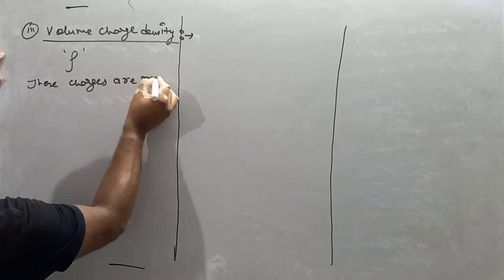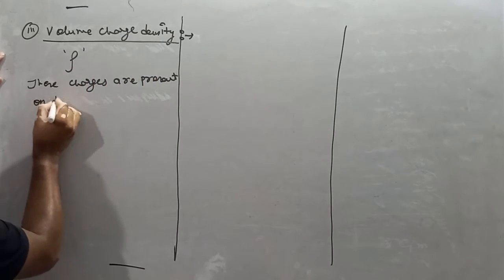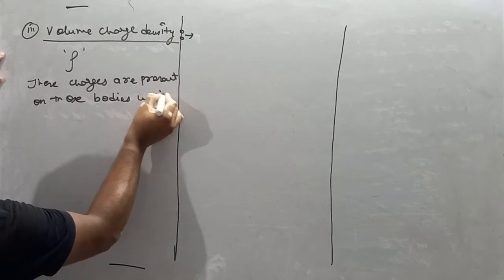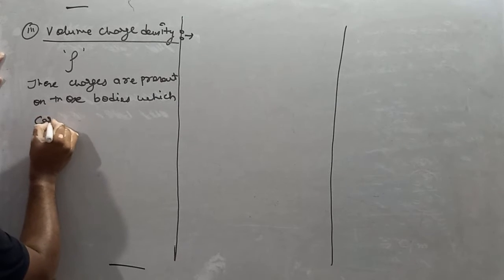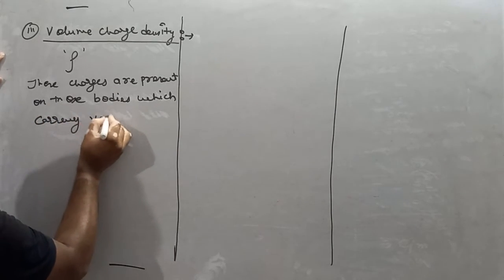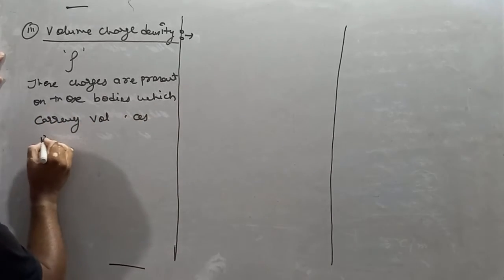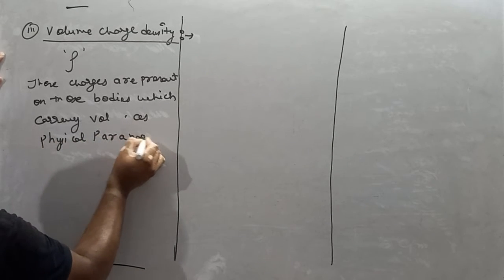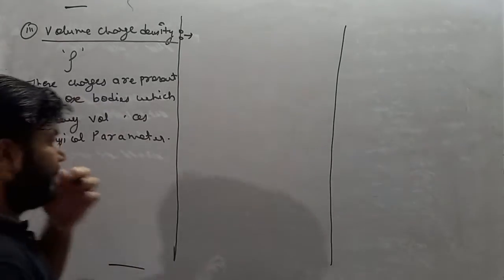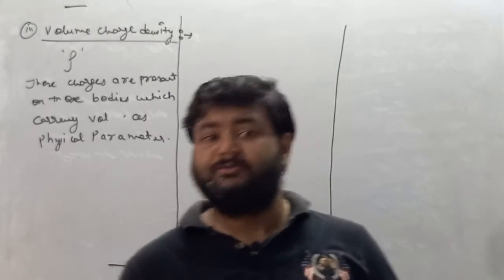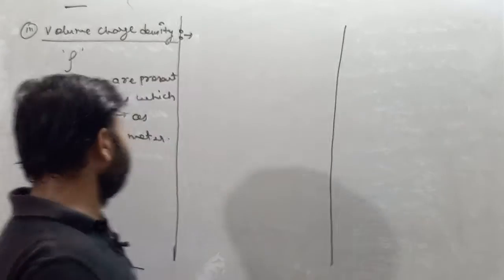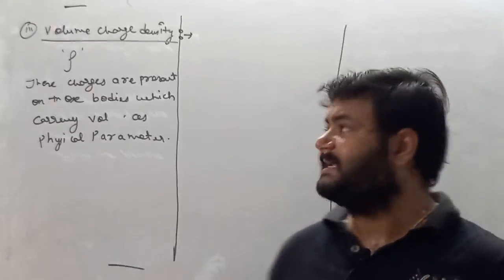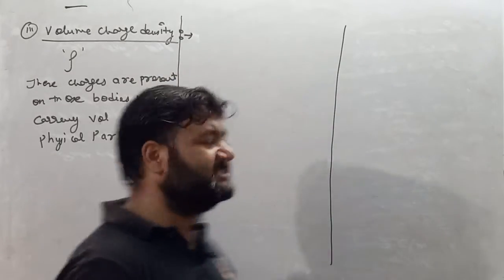So I'll write here, these charges are present on those bodies which carry volume as a physical parameter. So remember this thing, dear student, those continuous bodies whose physical parameter is volume, if charge is present on that body, then that charge is considered to be volume charge density.